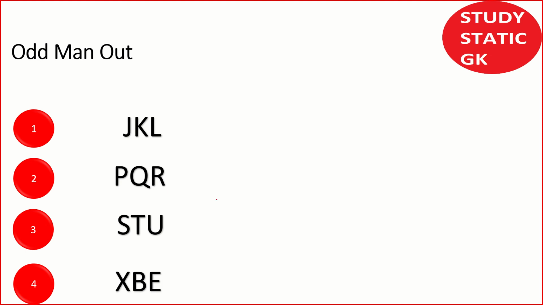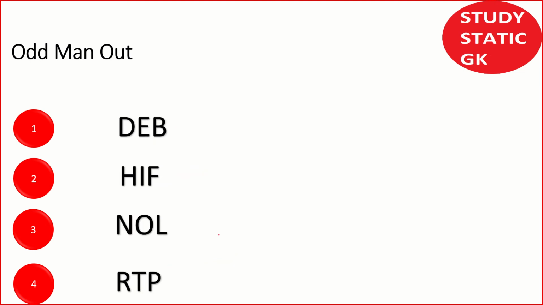Next one. JKL, PQR, STU. It's a straightforward series, direct series. This is not there. So these are similar ones. This is not a similar one. This is the answer.